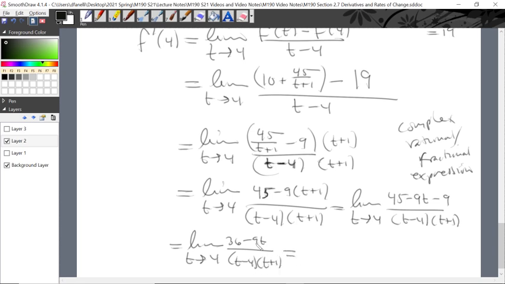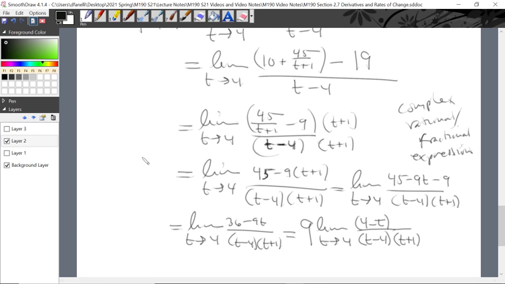Now we can factor out from the numerator the constant 9, which can, by limit laws, move to the front of the limit. 9 times the limit as t approaches 4 of 4 minus t is left in the numerator, and on the denominator, we have t minus 4 times t plus 1.